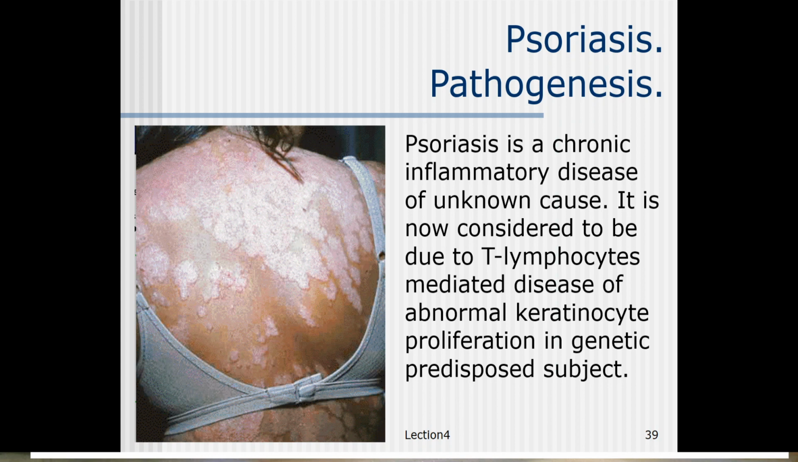Psoriasis. Psoriasis is a chronic inflammatory disease of unknown cause. It is now considered to be a T lymphocyte mediated disease of abnormal keratinocyte proliferation in genetically predisposed subjects.